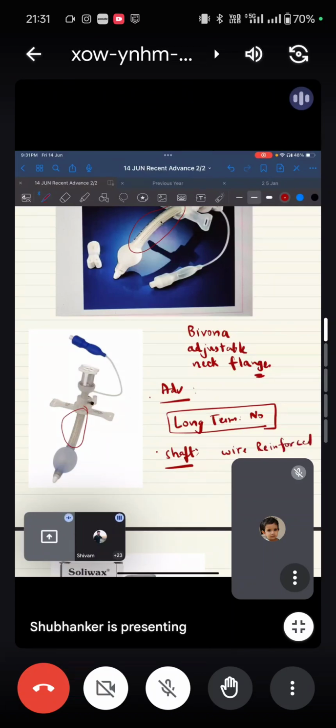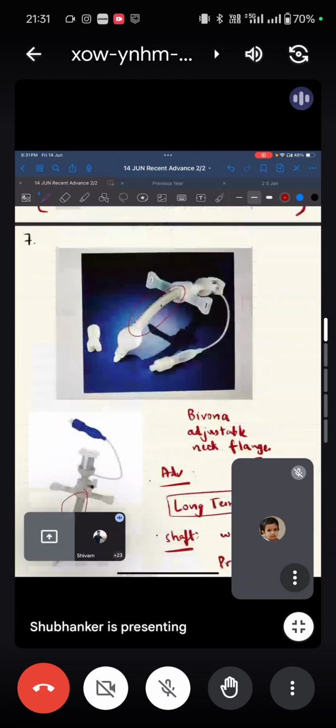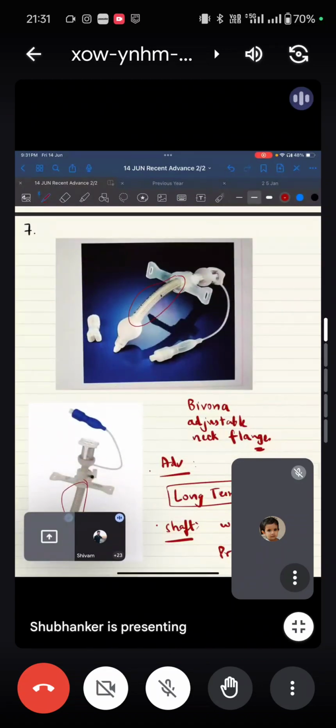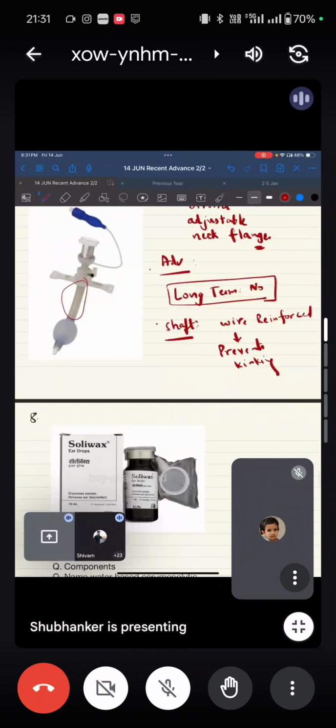They might ask you, what is the one special characteristic of the shaft of this tube? So this shaft is made up of a reinforced wire, which prevents kinking. Okay? So don't forget the image of this tube. Bivona adjustable neck flange tube. Okay, so far so good.